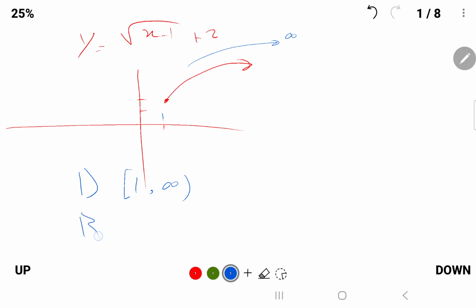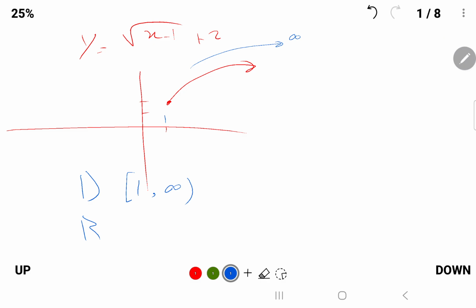For the range, we look at the y values. The lowest y value is 2, and the height goes up to infinity, so we have 2 to infinity. So this is the domain, and this is the range.